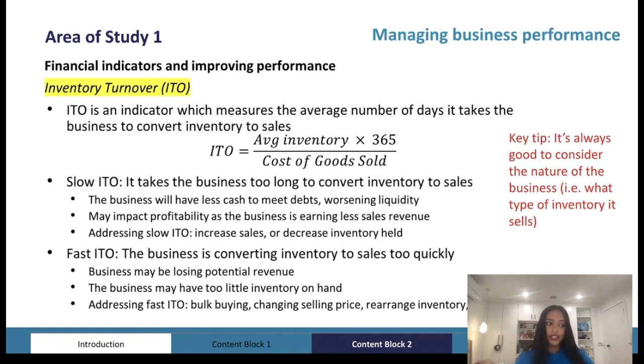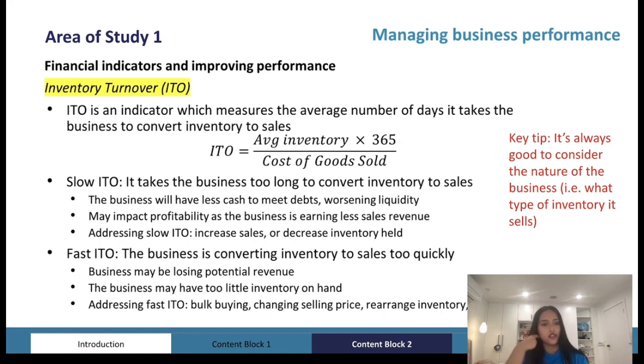You also need to know, just in general for your theory responses, the relevant financial indicators, and you need to know the term, definition, and you also need to memorize their formulas. So firstly, there's inventory turnover. This tells us the average number of days it takes a business to convert its inventory into sales.